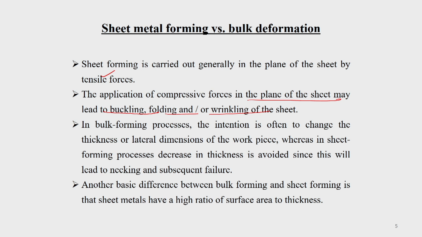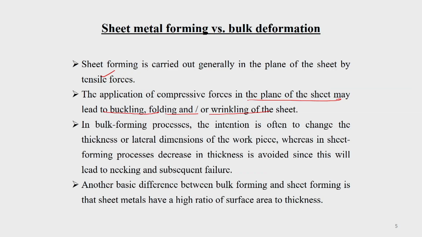Whereas in bulk forming processes the intention is often to change the thickness or the lateral dimensions of the workpiece, in sheet forming operations a decrease in thickness is avoided. In all bulk deformation processes, you have to extend the width or length and reduce the thickness. For that, metal may flow laterally, perpendicular to the direction of your load, which has compressive stresses. Whereas in the sheet forming process, further thickness reduction is not possible.